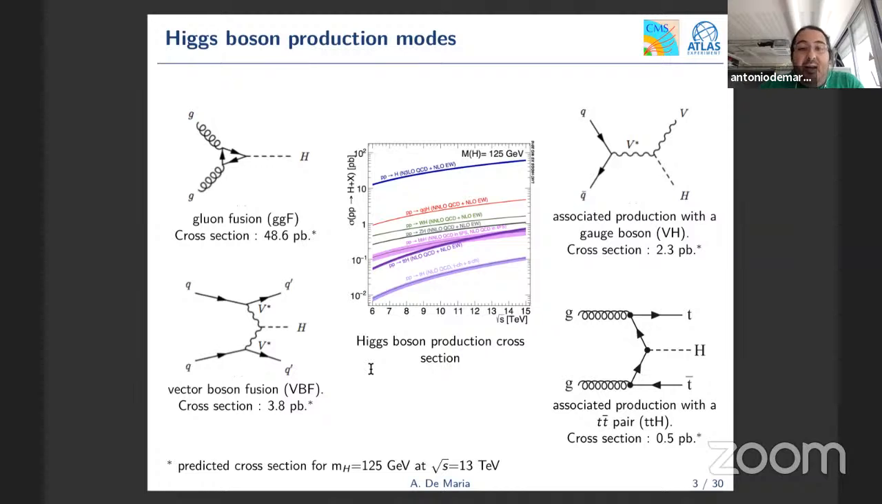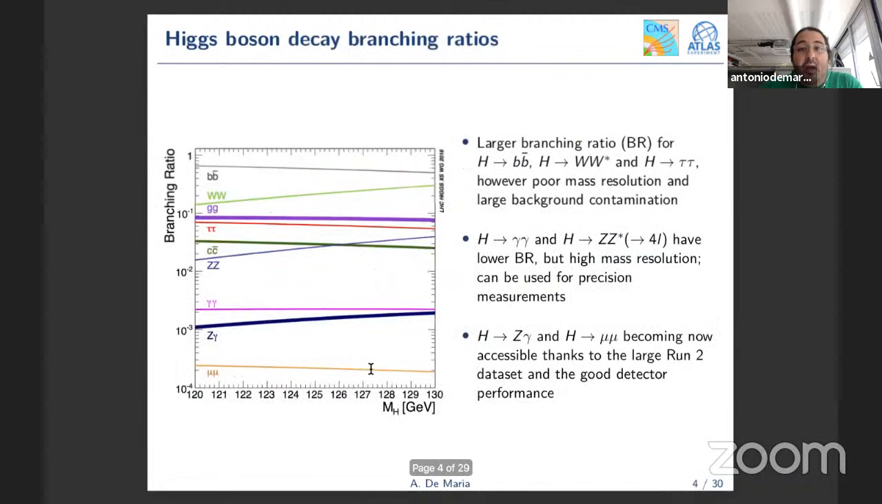All the values of the cross-section that you see depicted on this slide are predictions for a Higgs boson of 125 GeV mass with a center of mass energy of the pp collision of 13 TeV. We just talked about how the Higgs boson is produced. Now let's move on to its decay.